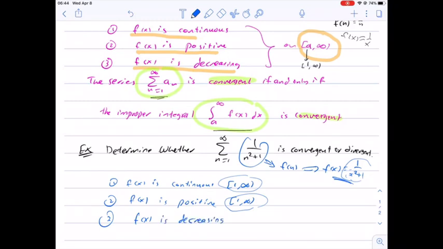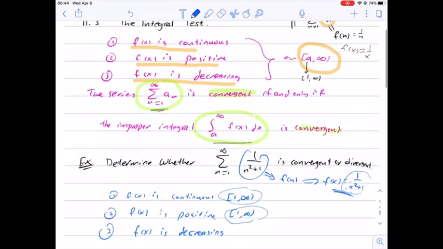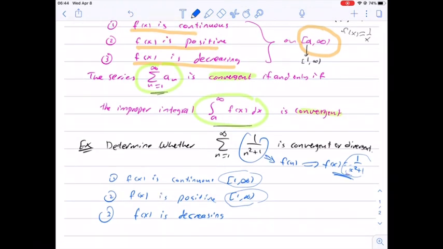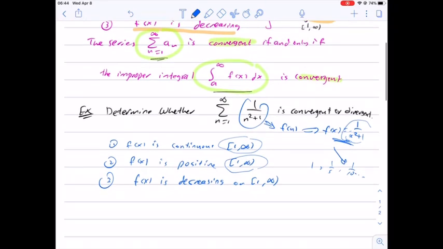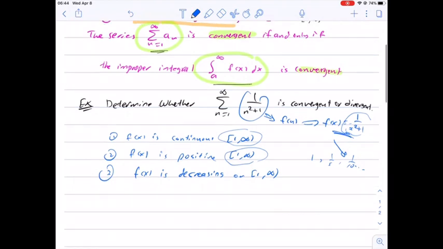The third condition is that f of x is decreasing. You can test this in two ways. The first method is that you substitute some values of x and see the pattern. So for example, you substitute 1, you get 1 over 1 squared plus 1, which is 1/2. When you substitute x equals 2, you get 1/5. And then substitute 3, you get 1/10. And so on. So as you can see, the function is decreasing on the interval 1 to infinity. Now these three conditions are satisfied.